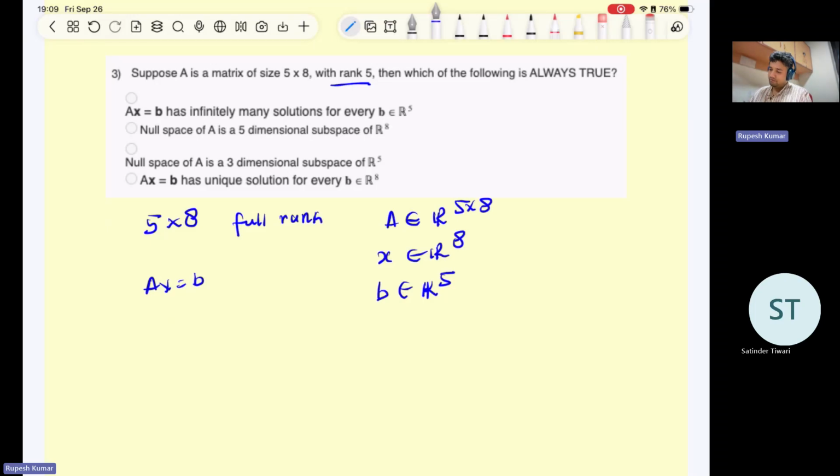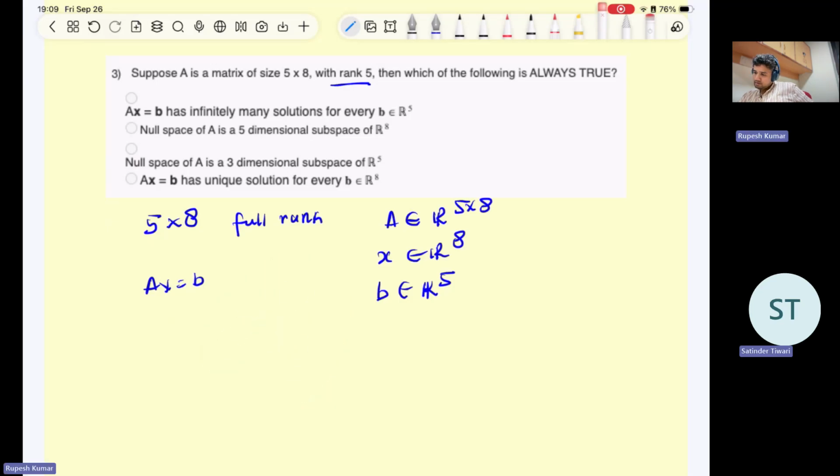Null space of A is 5-dimensional space. The null space of A is 3-dimensional space. It has a unique solution for every B belongs to R8. Right, so what should be the answer? First of all, the null space of A is basically a 3-dimensional space of R8, not R5. Right? Is this clear? Option C, why it's wrong? Fine.